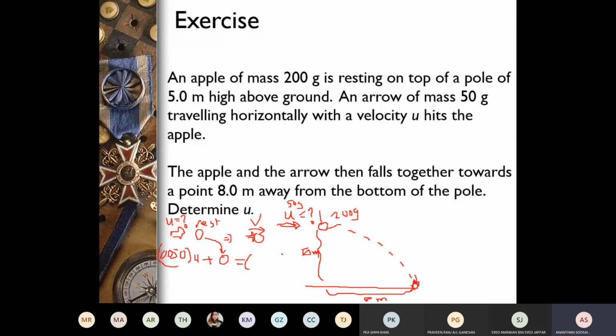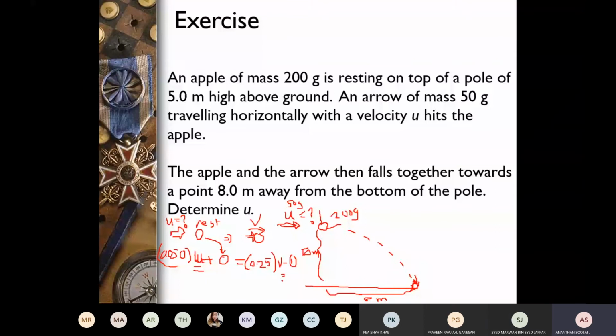So what is the new mass? 250 gram, right? So we write 0.25 v. Okay, final velocity. This is the first equation. Okay, first equation. But the question is looking for u. How do you find u? To find u, you are stuck here because you don't know the v.